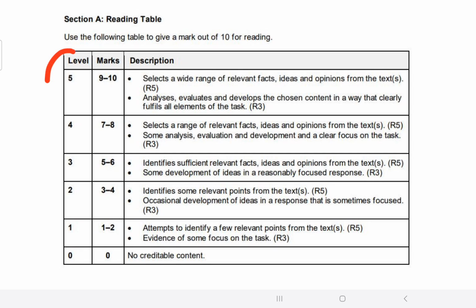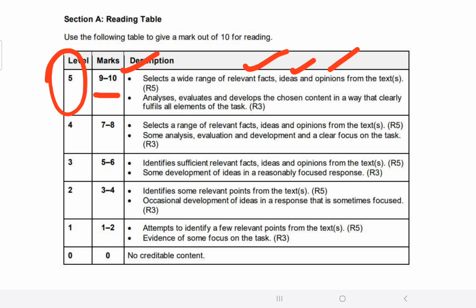So this is level 5 and you need to attain that level. If you reach level 5, you will get 9 to 10 marks. How can you reach that level? Number 1 is select a wide range of relevant facts, ideas, opinions from the text. This is the first thing that you have to select. On both sides, you have to select a wide range of ideas.